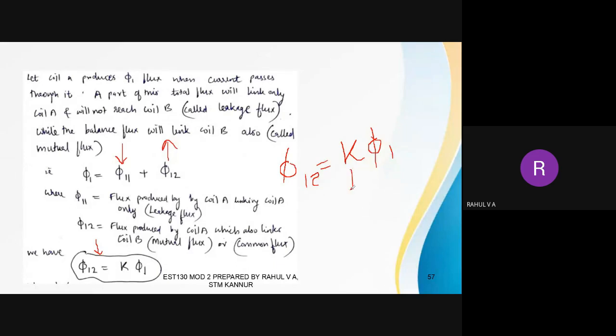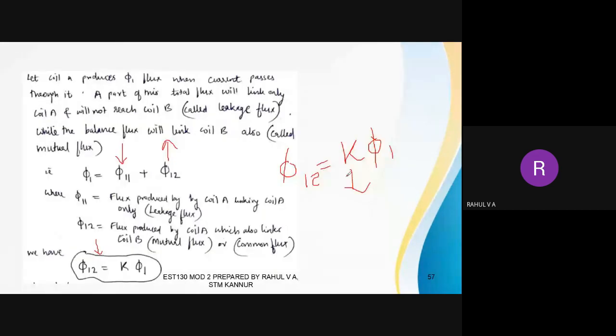This K is known as the coefficient of coupling. You can see that the coefficient of coupling is represented by the letter K. And what is the importance of this K? If K is 0, what is the meaning of K equal to 0?